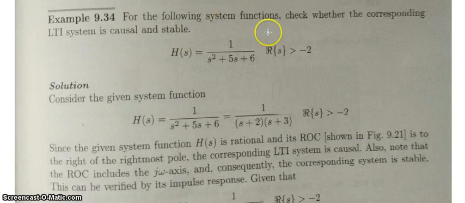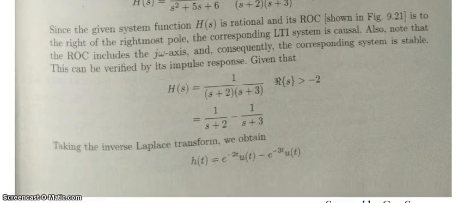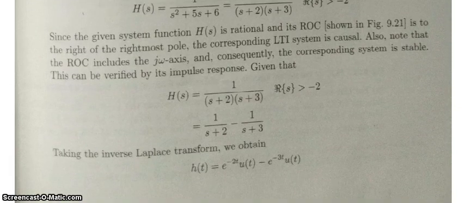Next question. For the following system function, check whether the corresponding LTI system is causal and stable. H(s) is equal to 1 by (s squared plus 5s plus 6), and ROC is real part of s greater than minus 2. When we factorize the denominator, we get 1 by (s plus 2)(s plus 3). That is, we have two poles located at minus 2 and minus 3, and ROC is to the right of the rightmost pole. Therefore the given LTI system is causal. Also, since ROC is to the right of minus 2, it includes the j omega axis. Therefore the given system is stable.